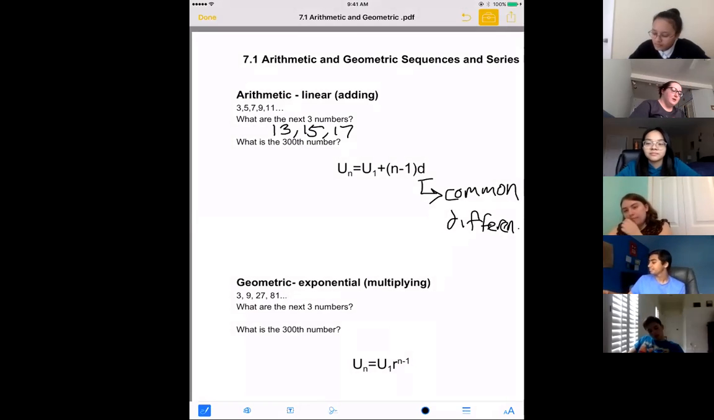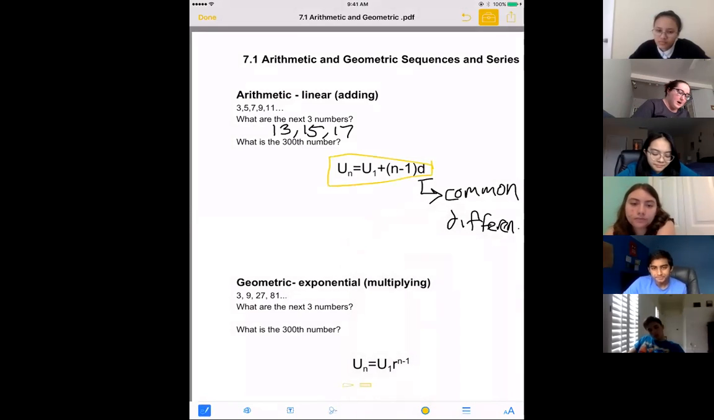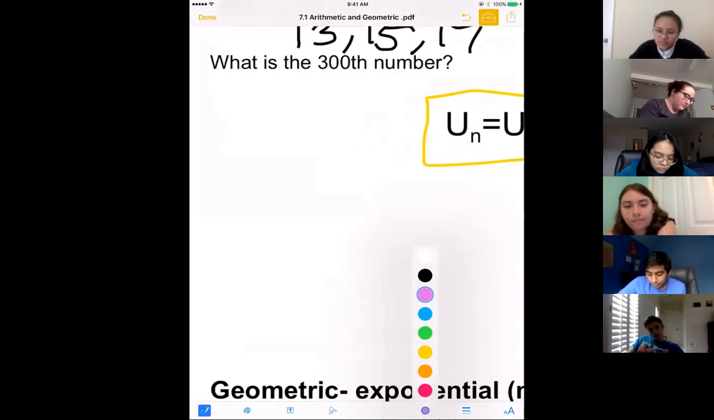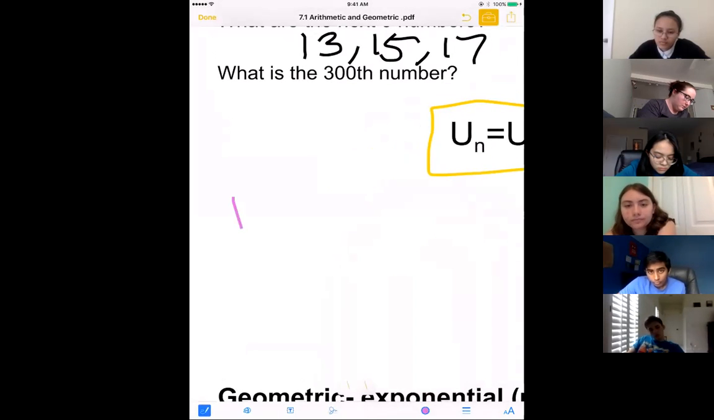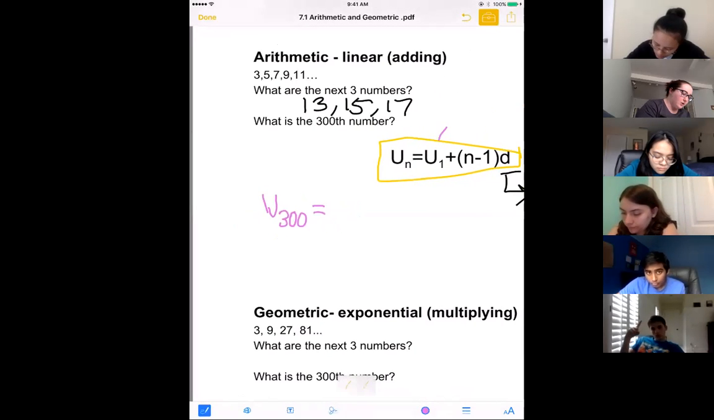But if I asked you what is the 300th term of this series, would you want to add 2 300 times? Would you want to do that over and over again? Not necessarily. So instead, we use this formula right here. U_n means whatever term. So in this case, we would have U_300 is equal to our U_1. Now our U_1 is our first term.